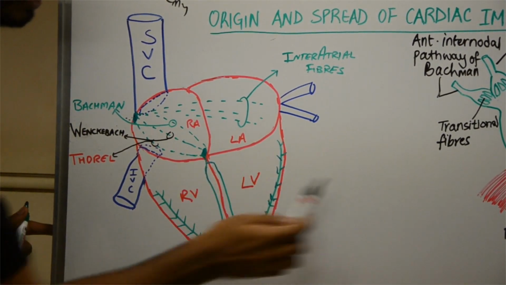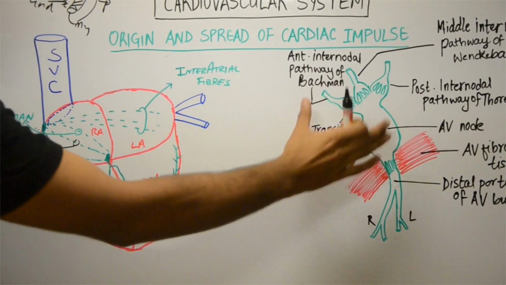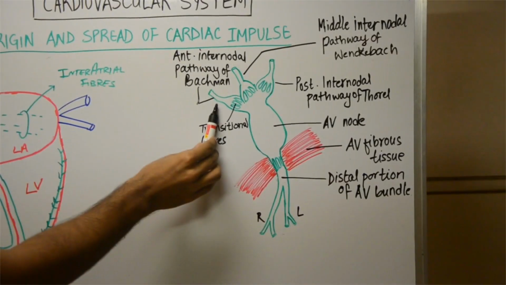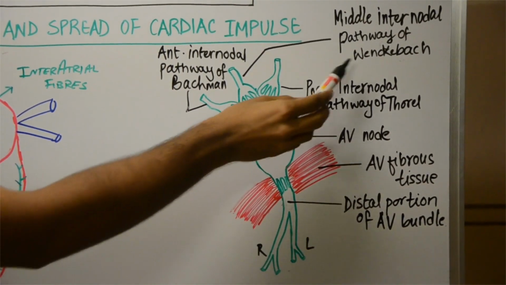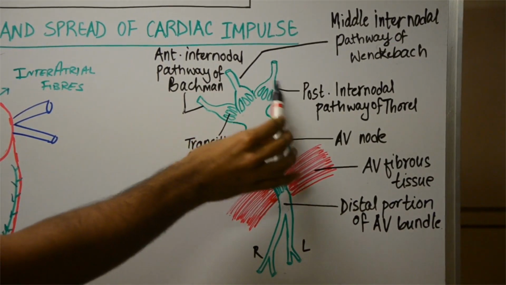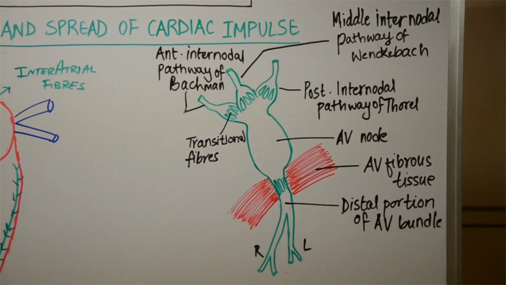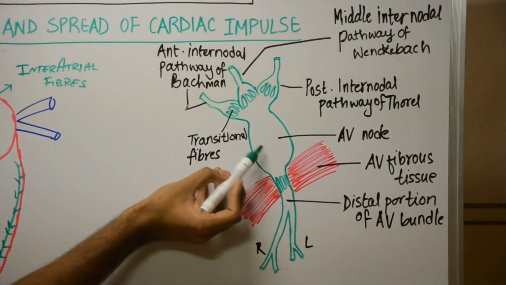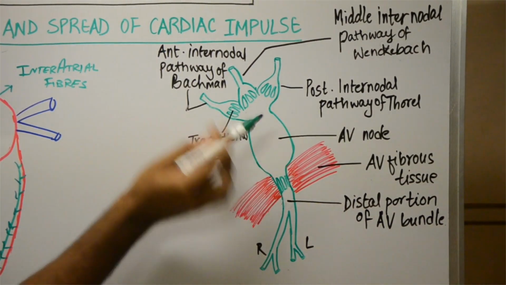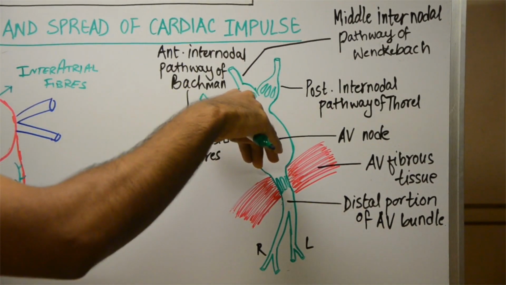AV node. Now this is the detailed structure of the AV node, how the main structures are. So this, as you can see, is the anterior internodal pathway of Bachmann. This is the middle one of Wenckebach, and this right here is the posterior internodal pathway of Thorel. If you notice here, they do not directly end. This is the AV node. So fibers are coming from the SA node, and they do not directly end on the AV node.